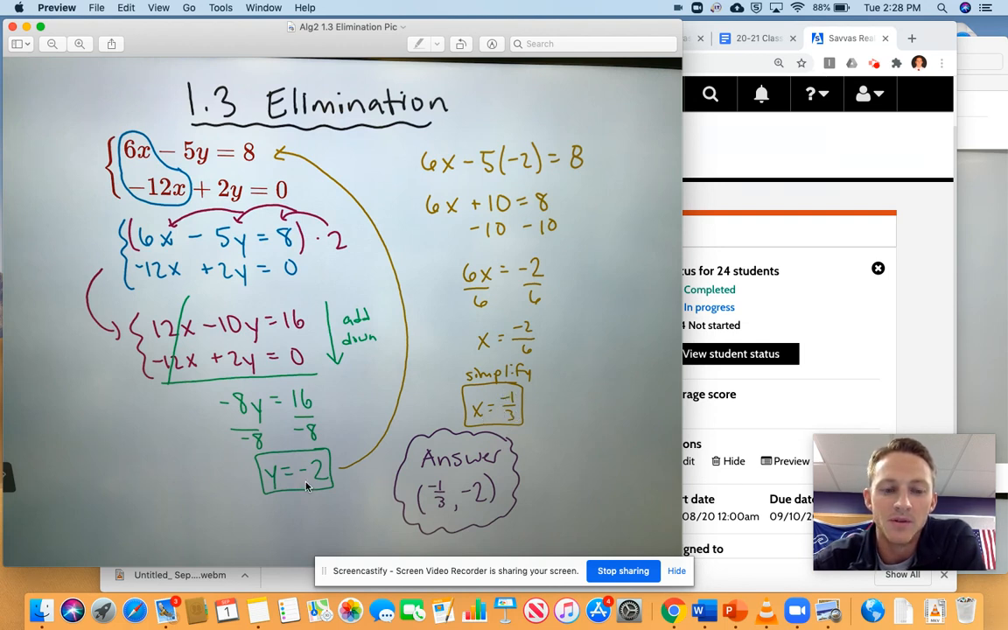We have two variables. We have an x and a y, just like a point on a graph, and so our answer is (x, y) equals (negative 1/3, negative 2). Elimination is a little trickier than substitution, I think, so if you have questions, feel free to ask.